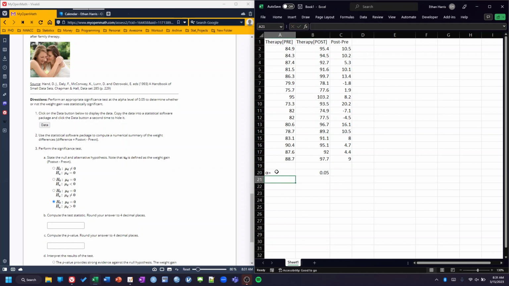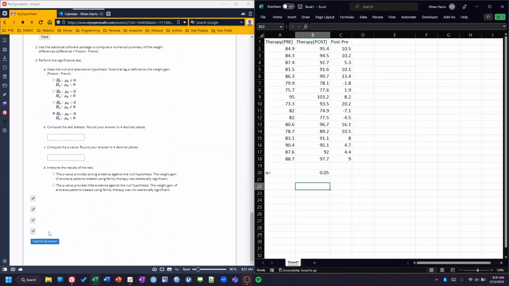Okay, so now we need to compute our test statistic, and the test statistic we are going to be interested in is really simple. Let's take a look at the equation. It's t equals x bar d divided by the standard error of the sample, that is, the standard deviation divided by the square root of n. Let's go ahead and do that real quick.